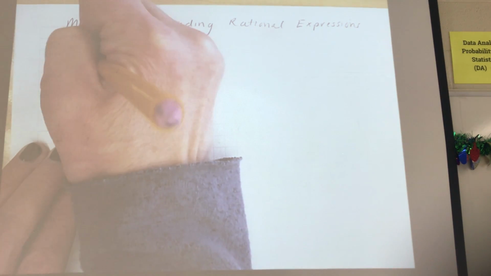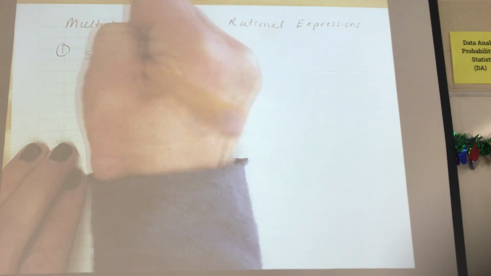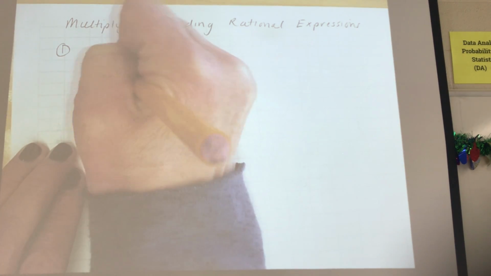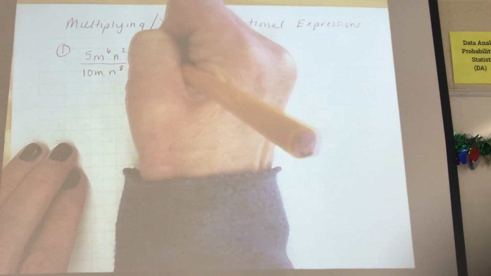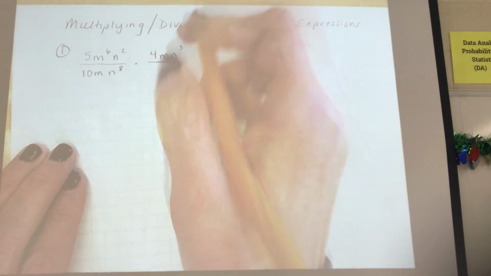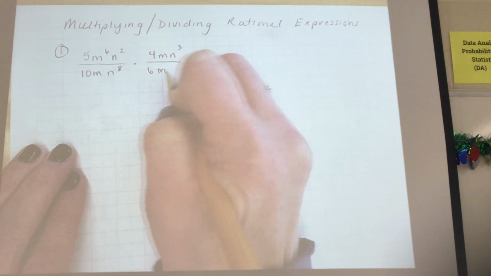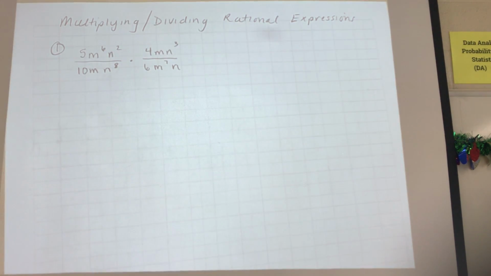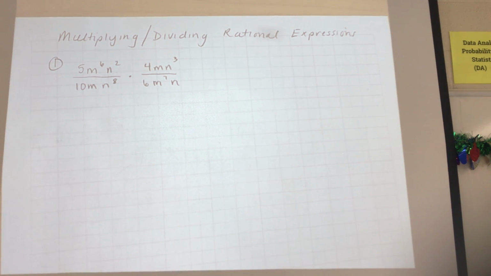So something like 5m to the 6th n squared over 10mn to the 8th times 4mn cubed over 6m to the 7th n. Now, you have two options here, and it does not matter to me which option you choose. You can either multiply these two things together right away, meaning multiply the two numerators together and then multiply the two denominators together and then simplify your answer. Or you can simplify first, then multiply, but be sure to simplify your final answer.